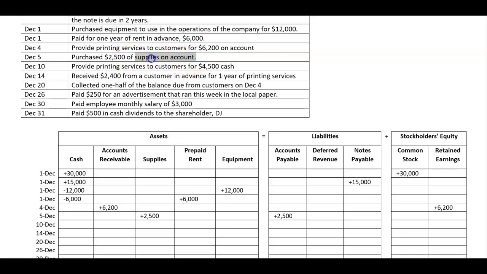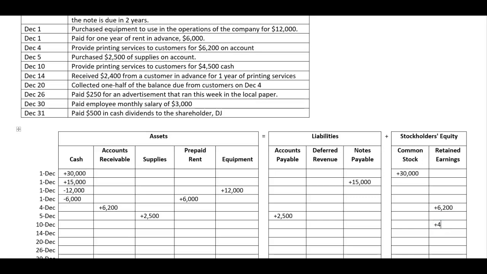All right, so on account here. Sorry, I was highlighting the wrong line, but on account. December 10th, we provide printing services to customers for $4,500, and notice cash. So here, pesky words, providing services. When we provide services to our customers, that's revenue. We generate revenue. Revenue is part of equity. The owner has claim to that. It's under retained earnings because it's company generated, not owner invested. All right, so our company has generated this itself.